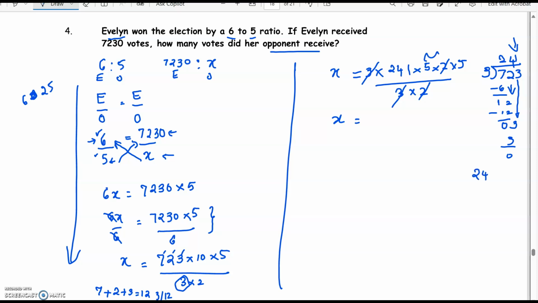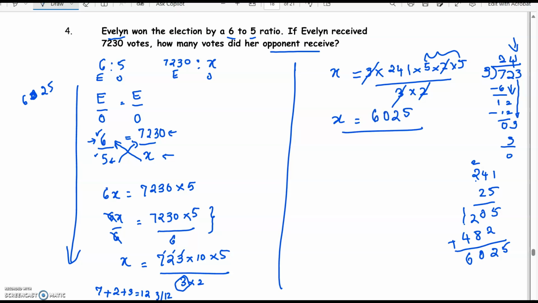241 times 5. 5 1s are 5, 5 4s are 20. Carry the 2, 5 2s are 10, 11, 12. 2 1s are 2, 4 2s are 8, 2 2s are 4. And let's add. So we have 5, 2, 8 plus 2 is 10, 4, 5, 6, 6,025. Now let's think about what this 6,025 really is.